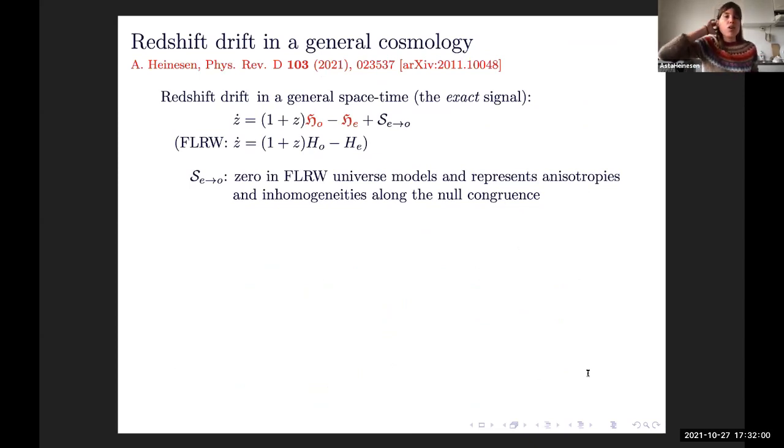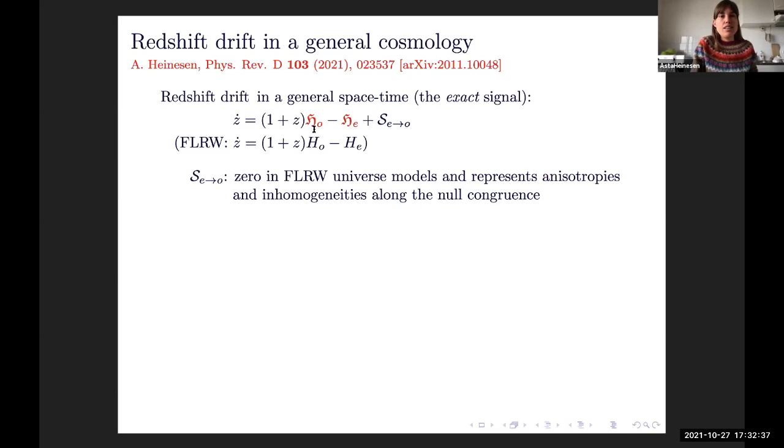So I will also talk a bit about redshift drift signals in cosmology. So here we can write the redshift drift signal for a general congruence description of observers and emitters. This is the exact result, so we have not expanded in redshift yet. This is really just how the exact signal looks.